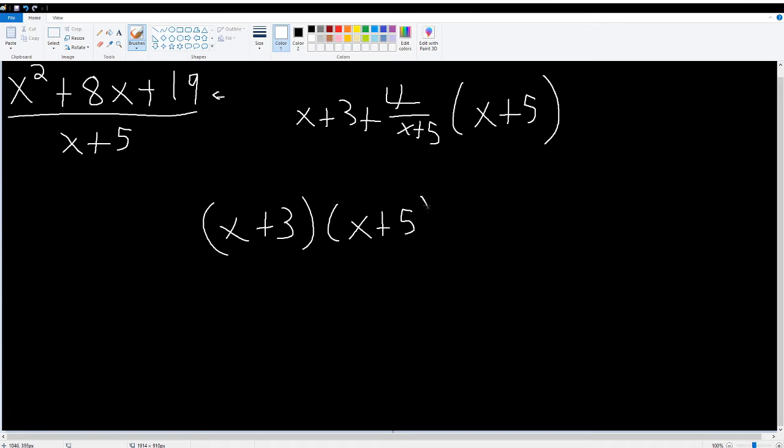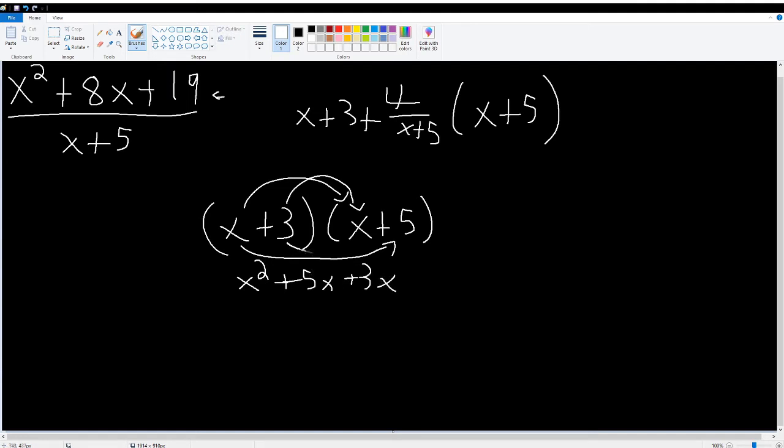In order to do this, if you saw the previous video, we need to use FOIL. So the first is x squared, outer is plus 5x, inner is plus 3x, and last is 3 times 5, which is plus 15. And I get x squared plus 8x plus 15. And that was my remainder.